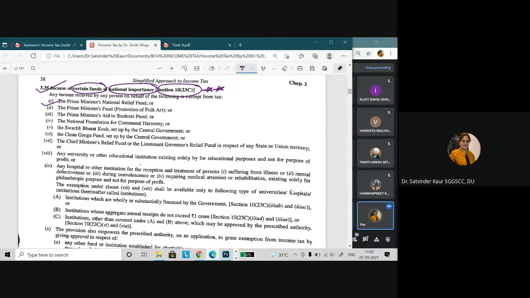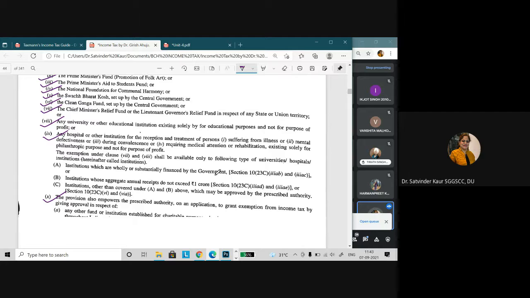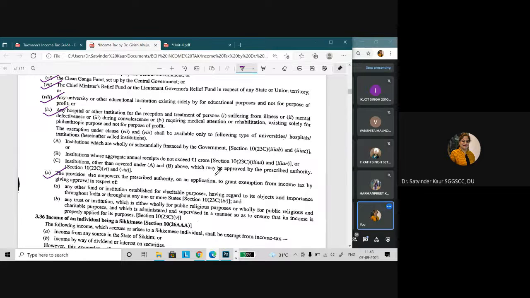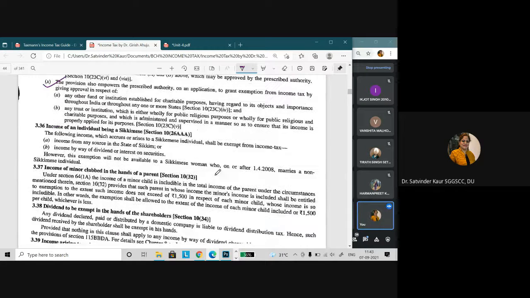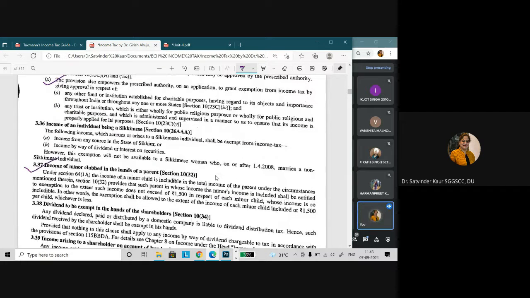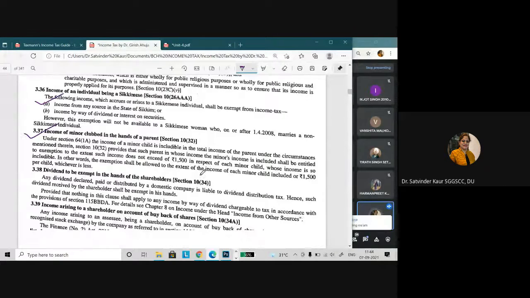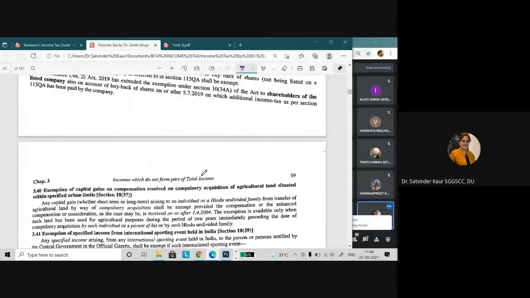So Prime Minister National Relief Fund, Prime Minister Fund, promotion of folk art, aid to student fund, National Foundation for Communal Harmony, Swachh Bharat, Clean Ganga Fund, Chief Minister Relief Fund, University Education Fund, Hospital Fund, or any grant which is being established for a charitable institution, etc. This is going to be exempt. About the minor club we have discussed. Okay, I will share these with you and you can just go through them.